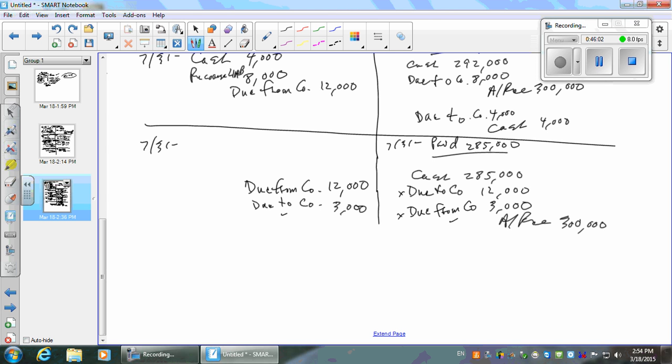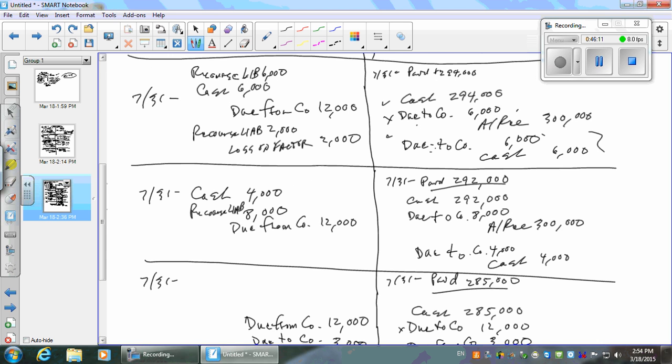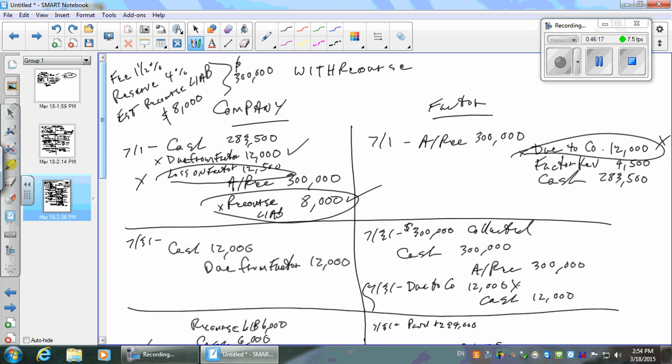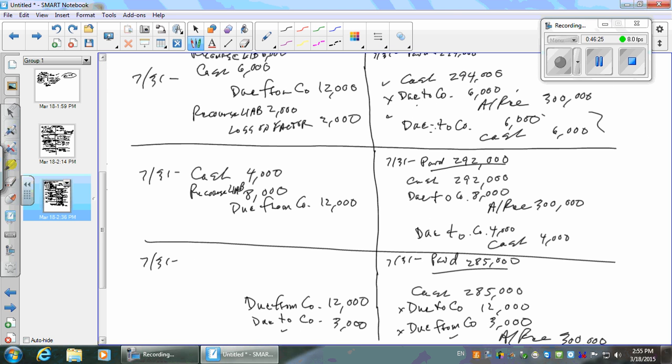Just turn your brain inside out. So that's 15, isn't it? Yeah, that's the 15 shortfall. What else do I have to debit? I have something else in my books related to this. What do I have, guys? I had the due from, and I had the recourse liability. So you would debit that for 8, and then debit loss on factoring for 7. It was 8,000, because I thought I was going to collect 4, and instead I owe them 3. How much additional did I lose? 7. See it?